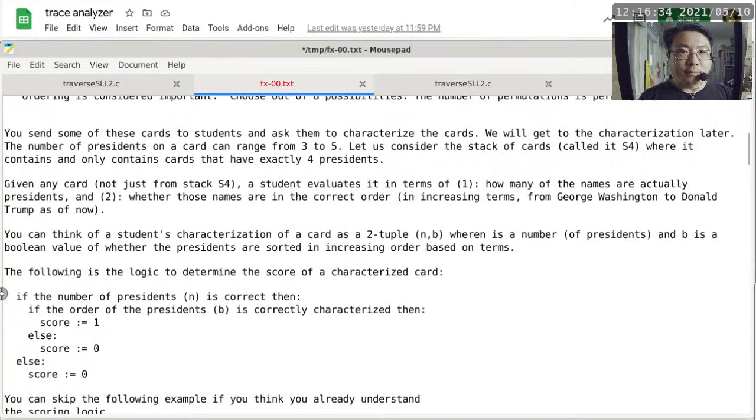And just to make it interesting, this is how an answer to a card is scored. You give a student a card with 5 names, the student characterizes the card, and then you look at the characterization and give the student either a point or no point. And this is the pseudocode. If the number of presidents n is correct, then you also check whether the order of the presidents is correct or not. If both are correct, then you get a score of 1. In other words, to get a point, the student must indicate that the number of presidents is correct, and the order of the presidents is correct.